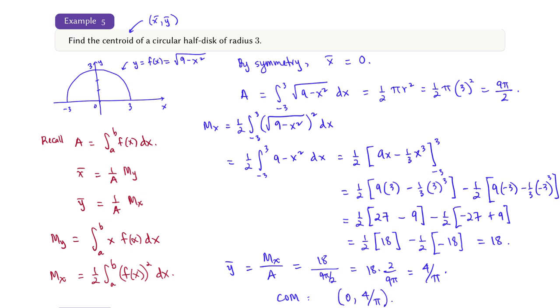Now, if we didn't recognize the symmetry to get x bar equals 0, we can compute x bar just like we did with y bar. X bar is 1 over a times the moment about the y-axis. But the moment about the y-axis is the integral from -3 to 3 of x times f of x, where f of x is the square root of 9 minus x squared, dx, which will give us 0 because the integrand is an odd function.